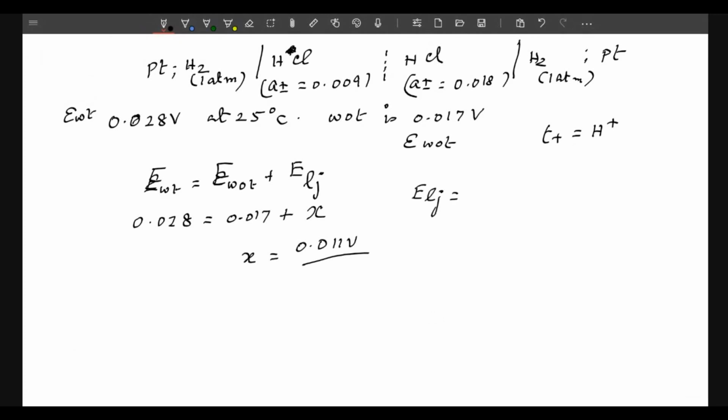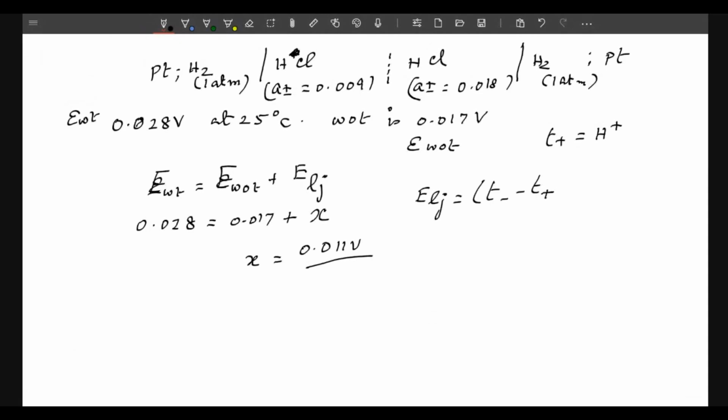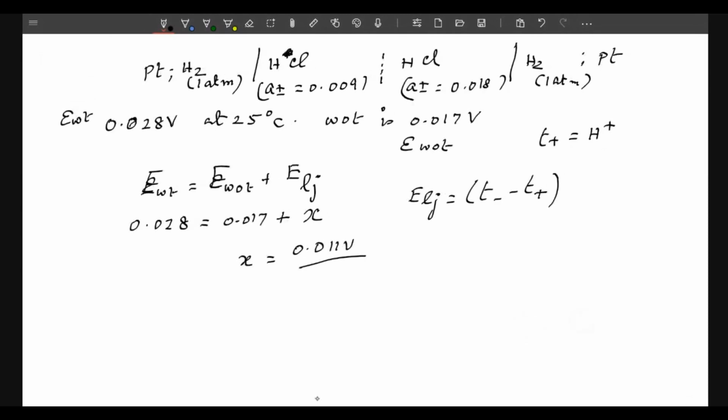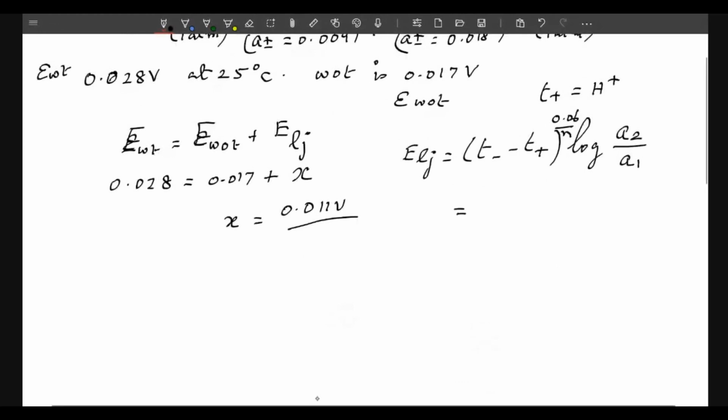You have to calculate the T plus. E of LJ is equal to T minus by T plus, times 0.06 by N, log of the activity at the cathode by the activity at the anode. N is the number of electrons involved, which is 1. So how much is E of LJ? Tell me, answer it easily.